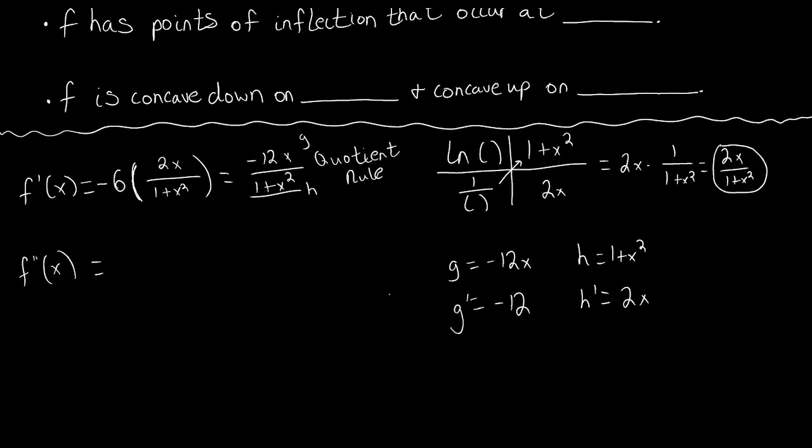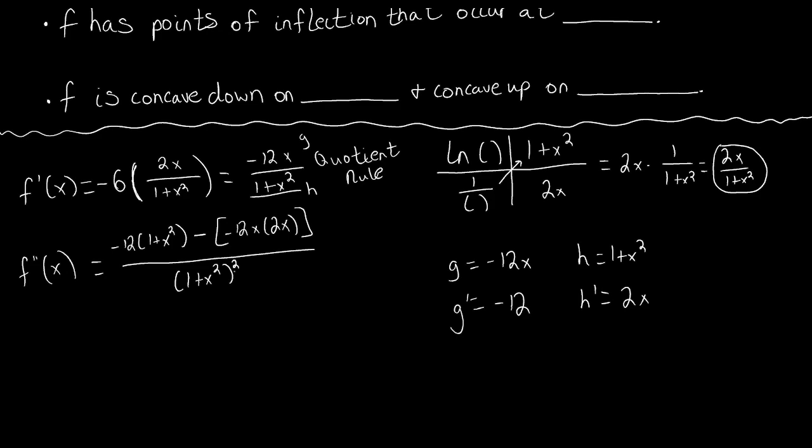So low d high gives us -12 times 1 plus x squared, minus high d low, right? So here we're going to get -12x times 2x. And so that's what we have on the top. And then on the bottom, we're going to get all over the square of what was below. So now we have this going on.